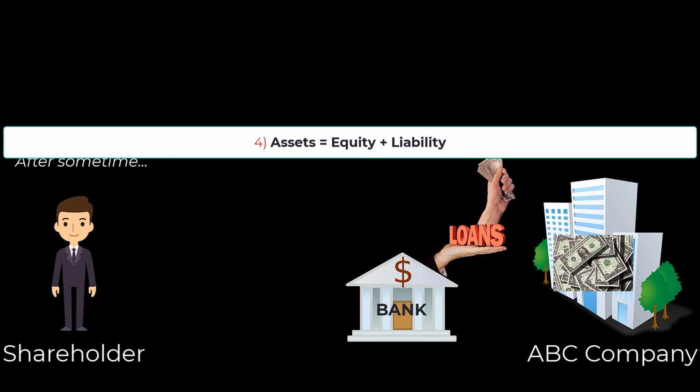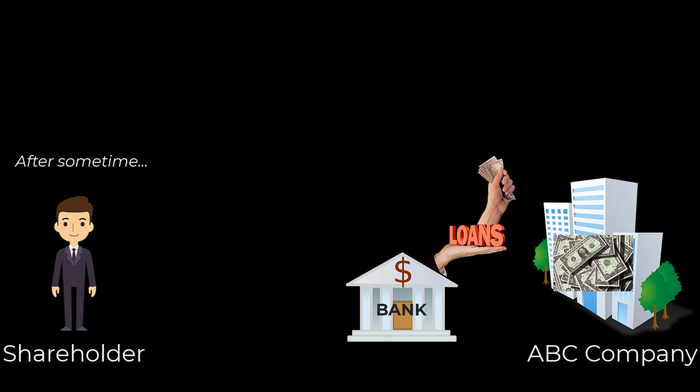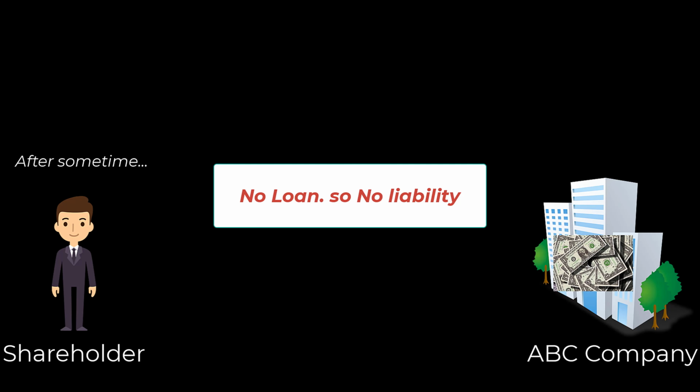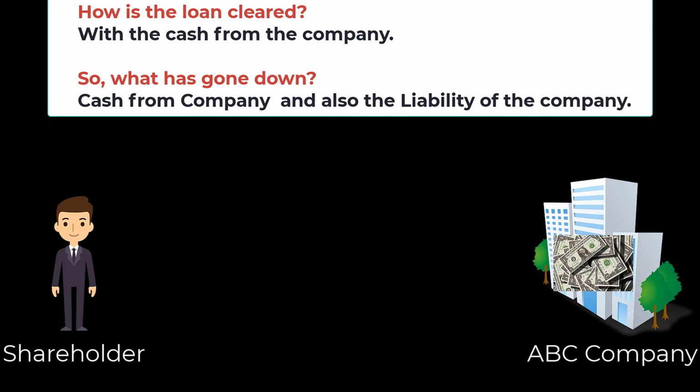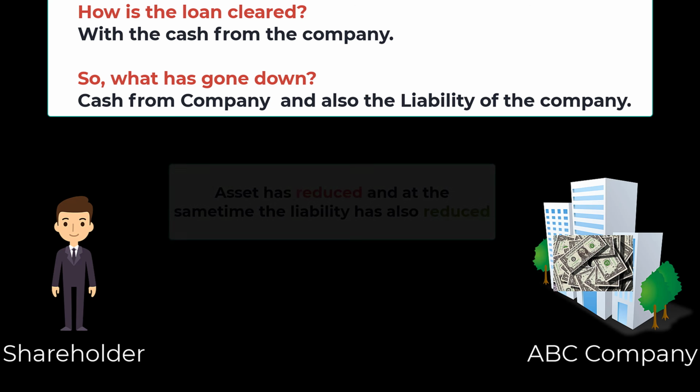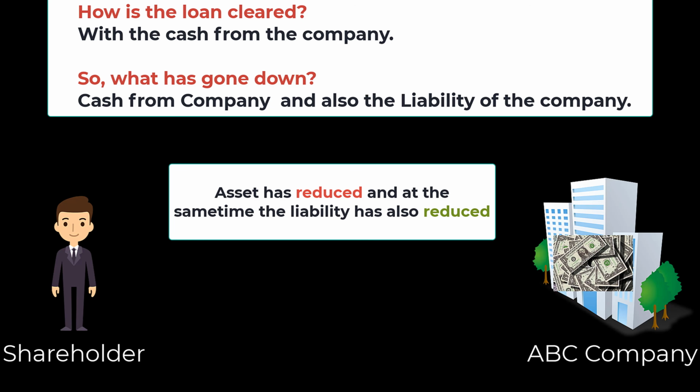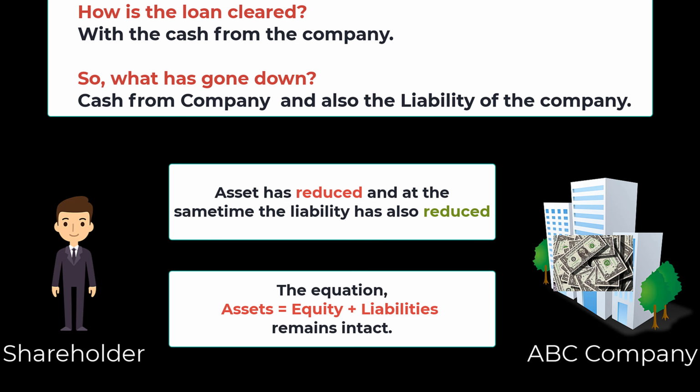Now, imagine if the company has returned the money to the bank. In that case, our liability has gone down. So is the asset as well, because how are we paying the money to the bank? We're taking the cash that was with the company and paying it to the bank. So the asset has reduced, but also at the same time, the liability has reduced. And still, the equation will remain intact because assets is equal to equity plus liability.